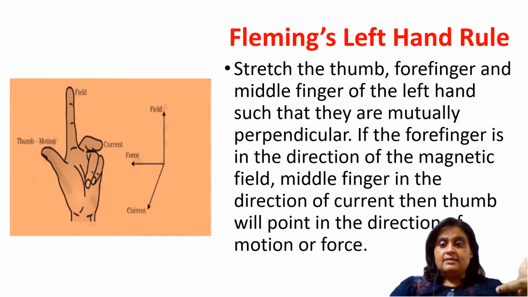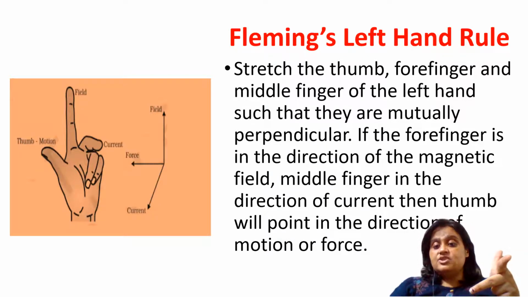Can you see my hand? All three fingers are mutually perpendicular to each other. What three fingers? The thumb, your forefinger, and your middle finger, the central finger, right? So which finger shows what direction? The thumb shows the direction of motion, meaning the force, the displacement. The forefinger shows the direction of the magnetic field, and your middle finger shows the direction of current, right? In this way, we can find out how these three depend on each other.